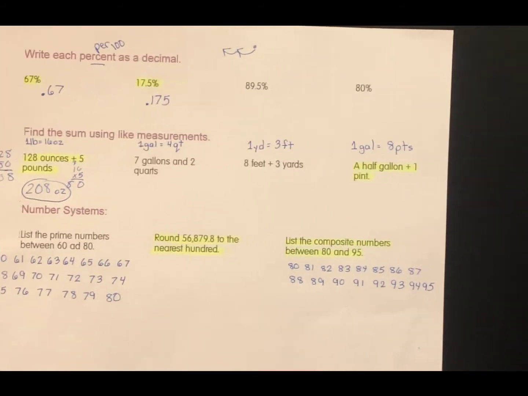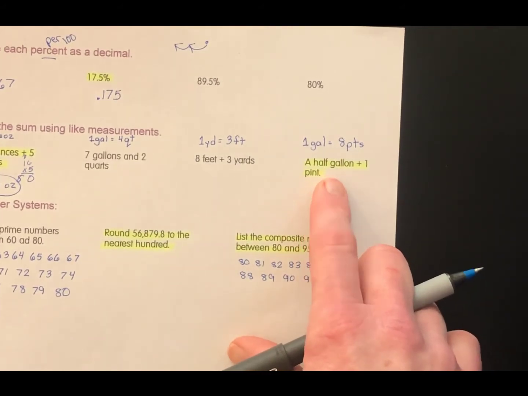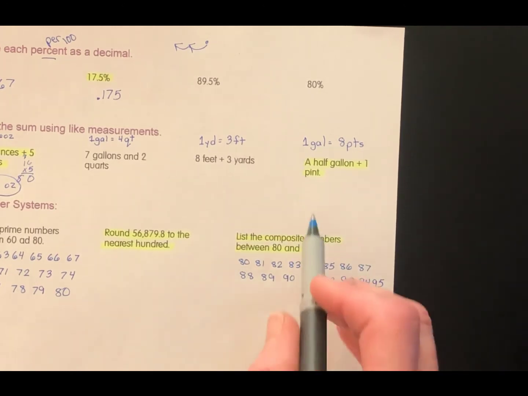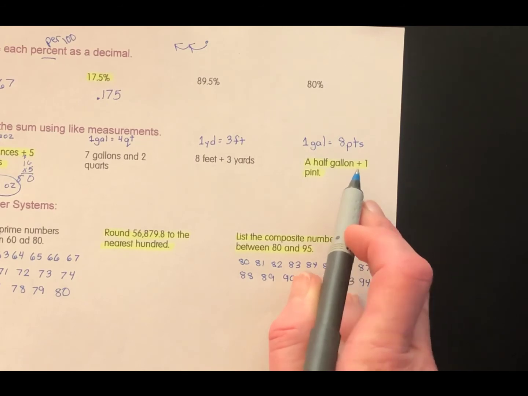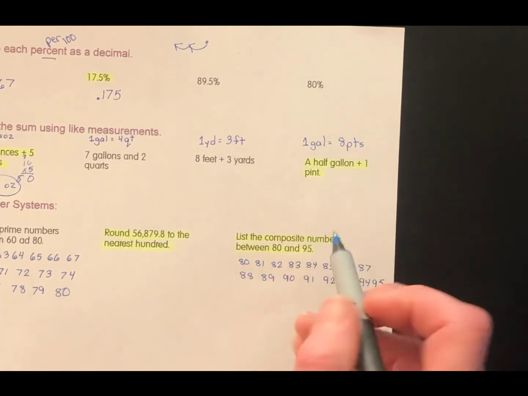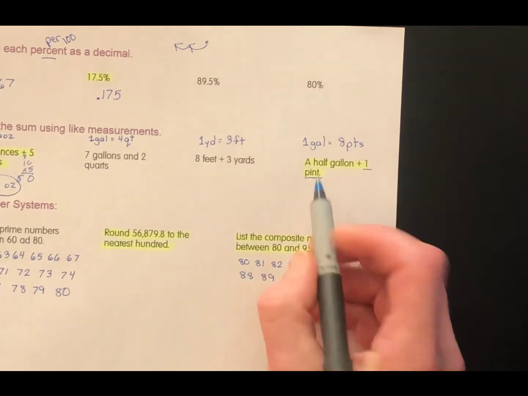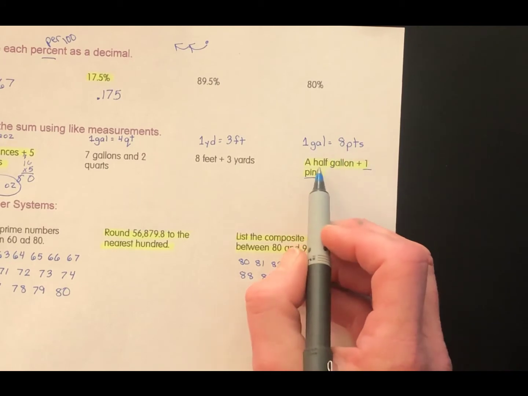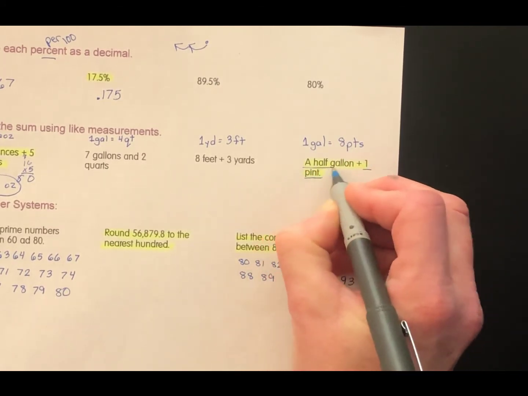Let's skip over to this one. You are converting gallons and pints. We start out with a half gallon, and then we're adding 1 pint. Now, 1 gallon is 8 pints. So a half gallon would be only 4 pints. So this right here is 4 pints.